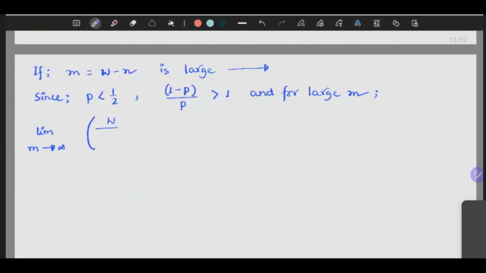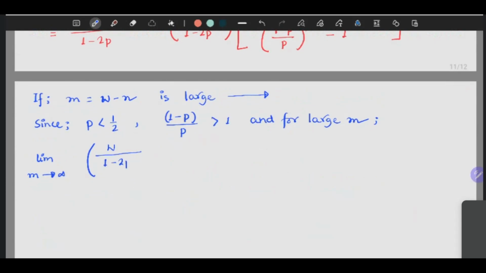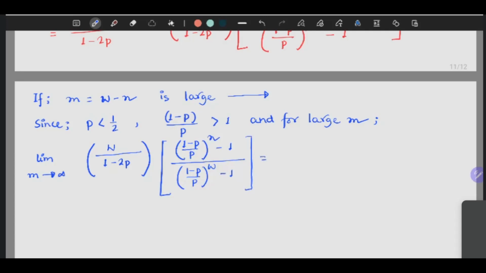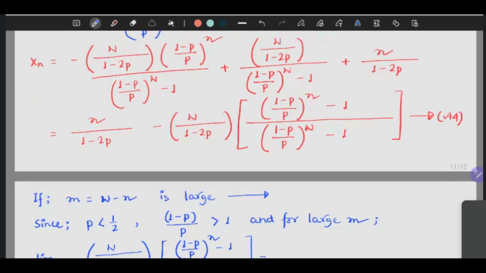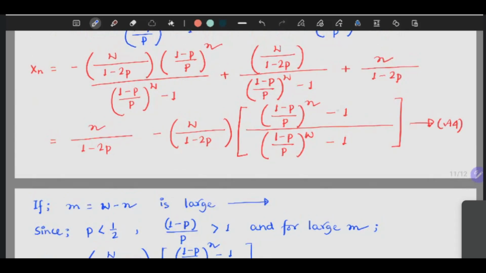So w by 1 minus 2p times w by 1 minus 2p times, now think about this term, 1 minus p by p to the power n minus 1, 1 minus p by p to the power w minus 1 is equal to, now this term, if it is large, then the 1 will not have any meaning, right?